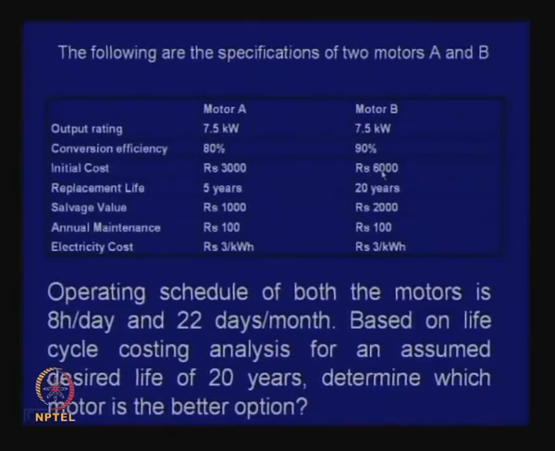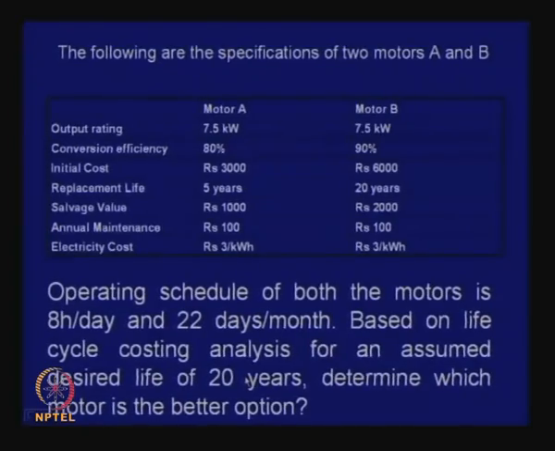Initial cost is also higher. It has a longer life, 20 years for replacement, whereas the cheaper one has to be replaced every 5 years. Salvage value is more for this one, and less for the other. Annual maintenance is the same. Electricity cost to run also is the same. Now, the operating schedule of both the motors is an 8-hour day and 22 days per month. Based on the life cycle cost analysis for an assured desired life of 20 years, determine which motor is the best option.